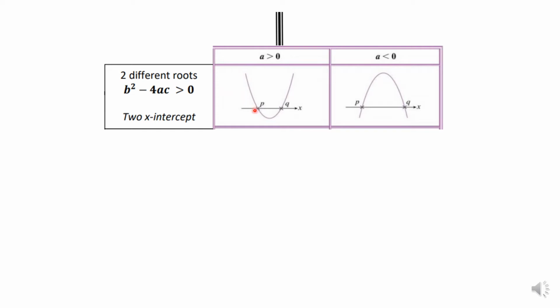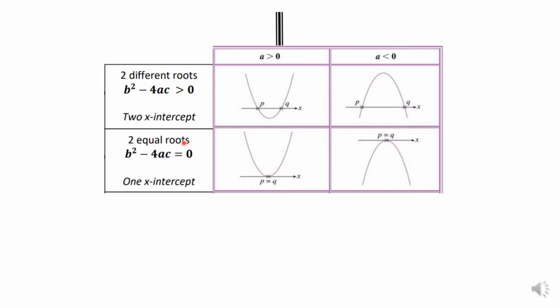This is how the graph looks for two different roots when the discriminant b squared minus 4ac is greater than 0. For the value of a greater than 0, it should be a U-shaped graph. Whereas for a less than 0, it is an N-shaped graph. P and Q show the two x-intercepts.